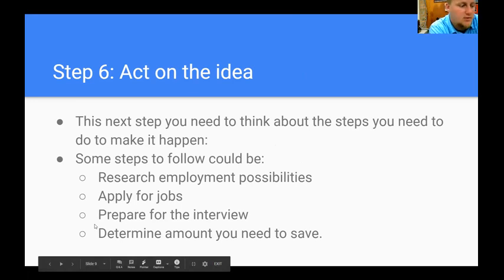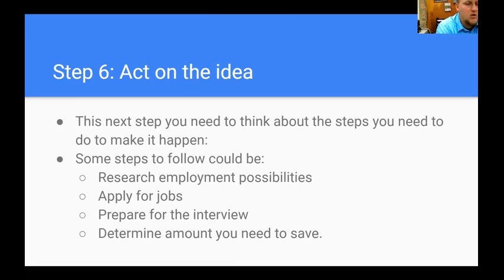Step 6 would be acting on the idea. So next thing you need to think about is the steps you need to do to make it happen. So for doing your homework, what's a way you could give yourself enough time after cutting the TV out? Things you need to do, maybe find a space away from a TV to work on your homework every night and work on what you're trying to do every night.